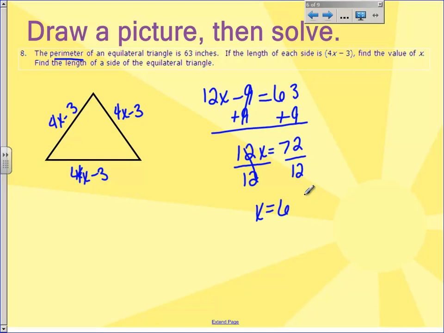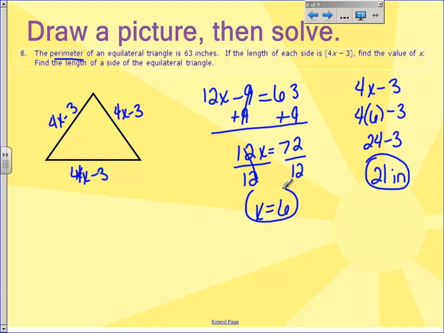Now the next thing it asks us to do is find the length of a side. Well, to find the length of a side, I have to substitute 6 in for x. So I have to do 4 times 6 minus 3. Well, that's 24 minus 3, which gives me 21. And since we're talking about the length of a side, I have to say it's 21 inches because those are my units I was given in the problem. Make sure if you're doing a problem that involves units that you write down your units.